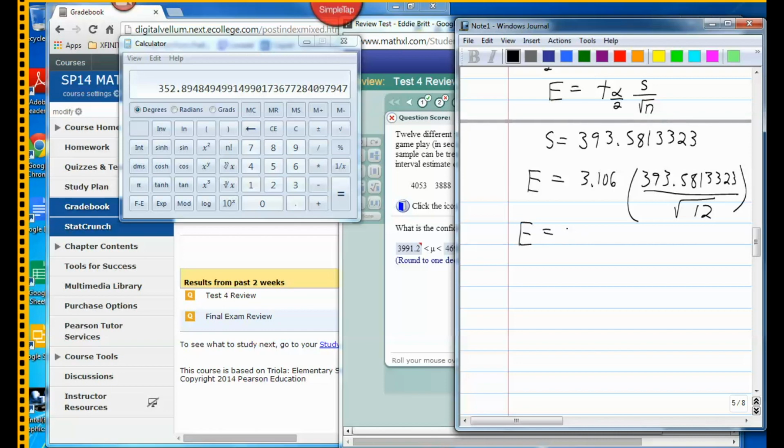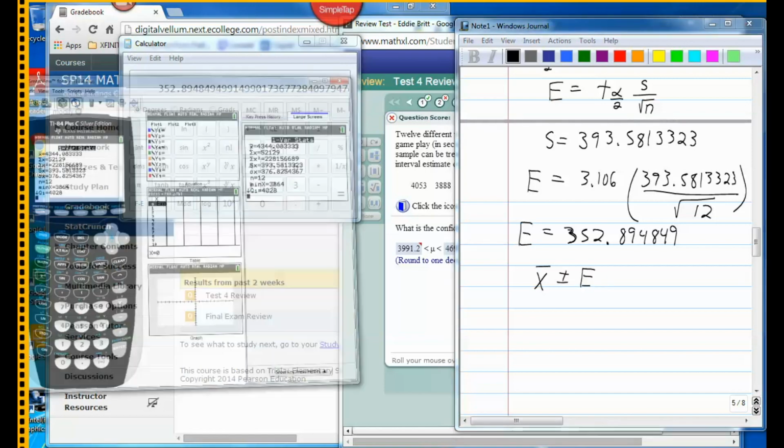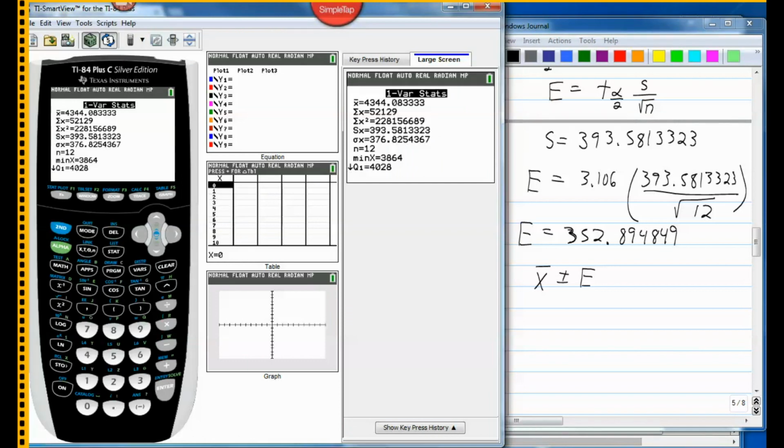I'm going to take it out a few places to try to cut down on any rounding mistakes. So 894.849. That looks good. Alright, and so the way that I construct my confidence interval, I'm going to have to use the mean, the sample mean, which I don't have yet, plus or minus the margin of error. So I'm going to have to go to that set of data. Luckily I didn't close my calculator.